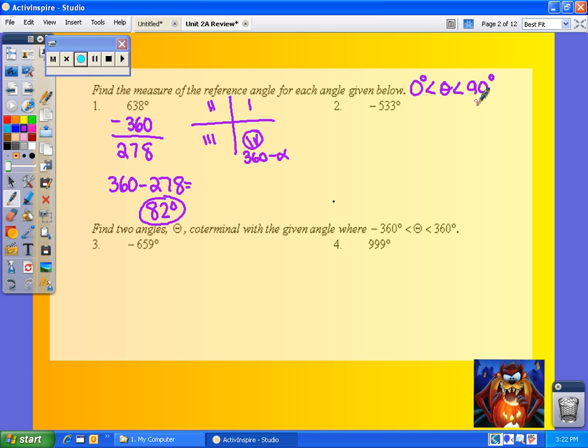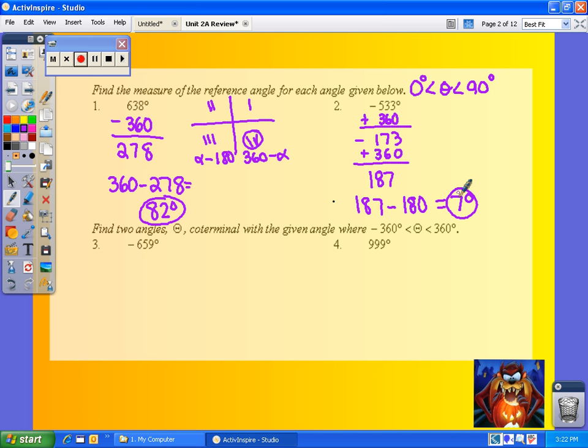Alright, number 2, negative 533. You're just going to add 360 until you get a positive number. You wind up getting 187. Now 187 is not in the first, it's not in the second, even though it looks like it might be. It's actually in the third quadrant. The third quadrant rule is to take your angle and subtract it from 180. So you should have gotten 7 degrees.